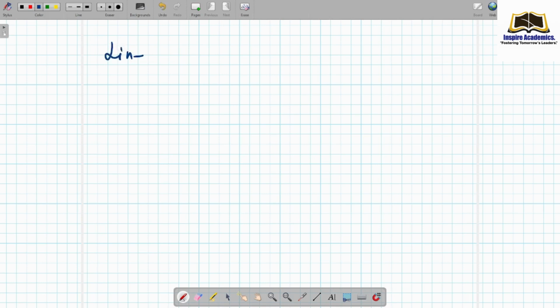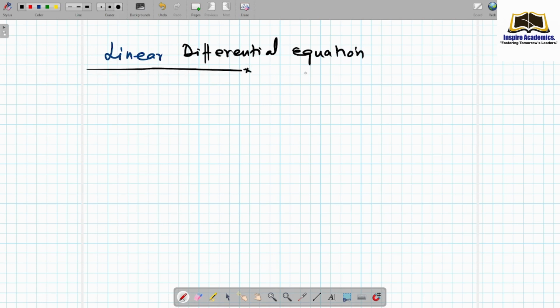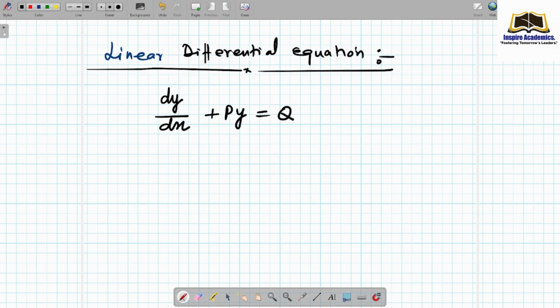So what is our topic? Linear differential equations. I will tell you the process how to solve such equations. Generally, a linear differential equation in your scope of work would be this type.